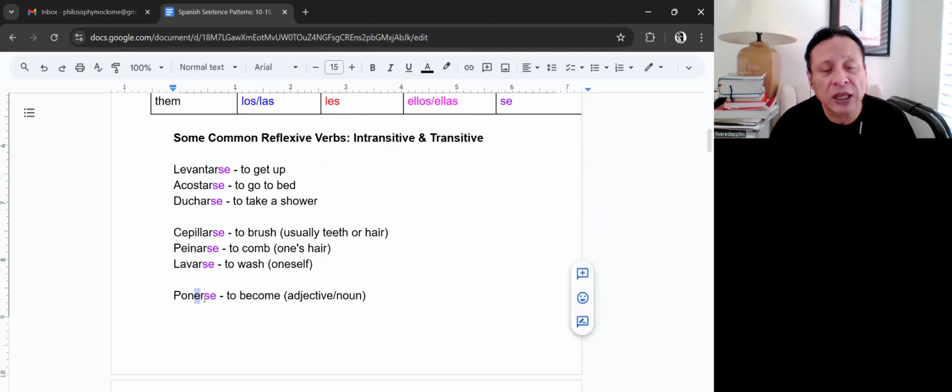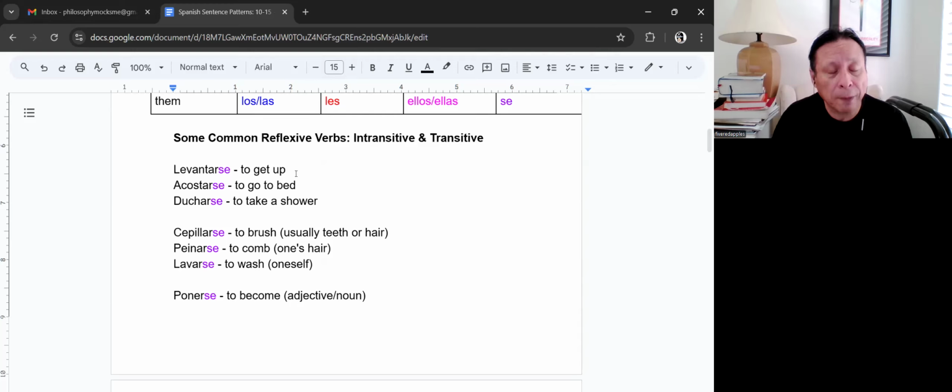Here we have an ER verb, poner. I didn't put any IR verbs just because they're not as common as the AR verbs. And then the se marks the reflexive part. So, to get up. Acostarse is to go to bed. Ducharse is to shower, or to take a shower. Cepillarse is to brush your teeth, or one's teeth. It could be somebody else's teeth, but when you're using it with se, it's the person doing it. The subject is brushing his or her or their teeth, depending on what the subject is.